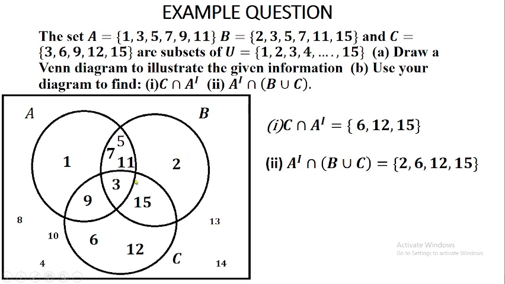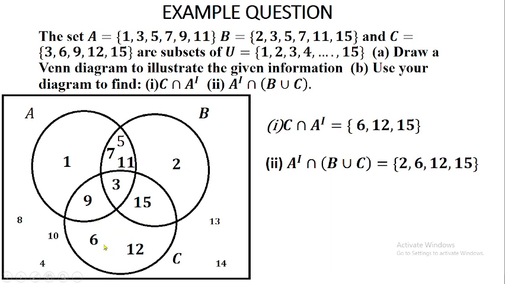2 is now, let's look at it. 3 is here, 5 is here, 7 is here, 11 is here, 15 is here. What else do we not have here already? So 2 is the only one that is not there already. So that means 2 will be here, and that's what we have in B only. So then let's go to C only now.